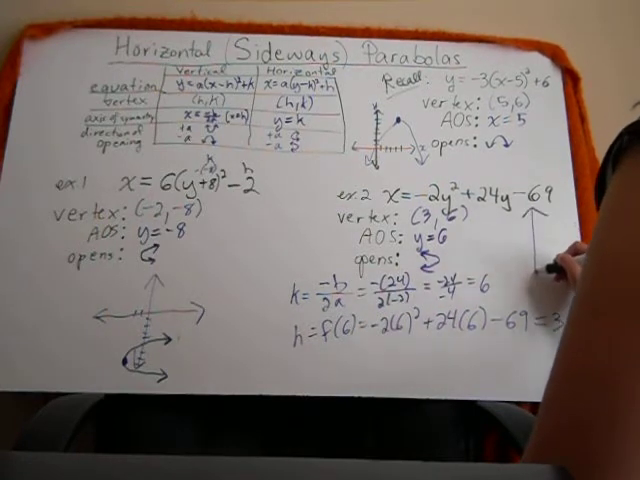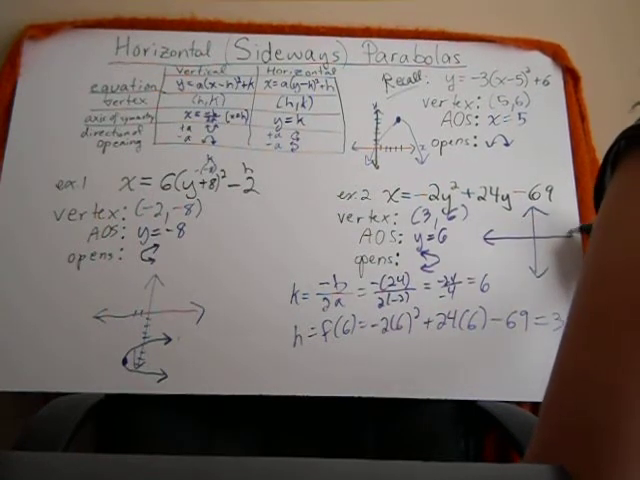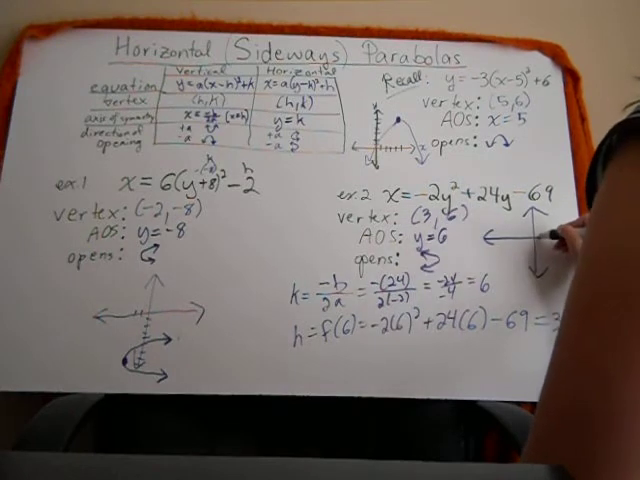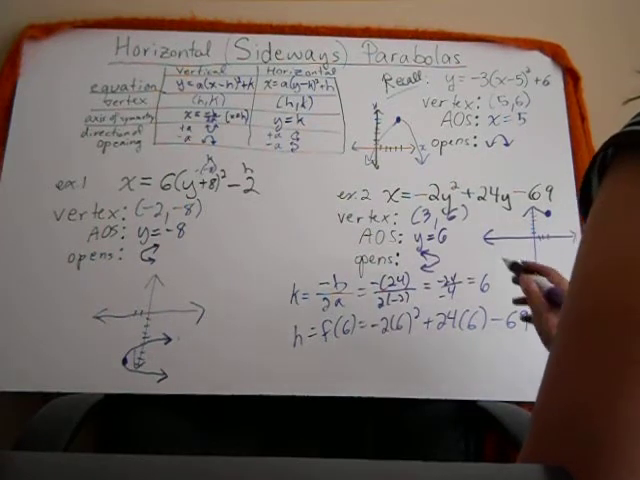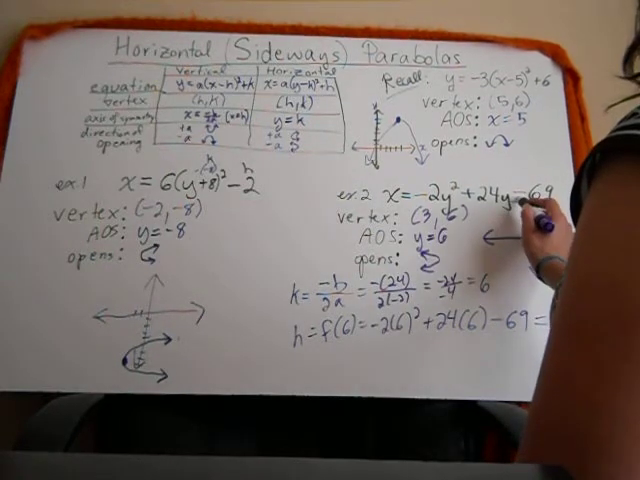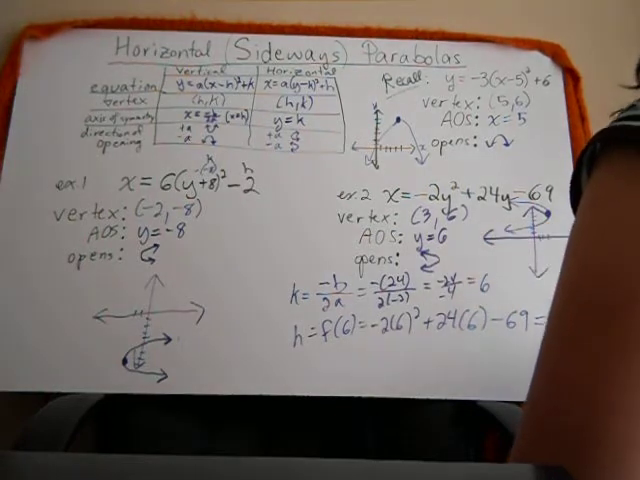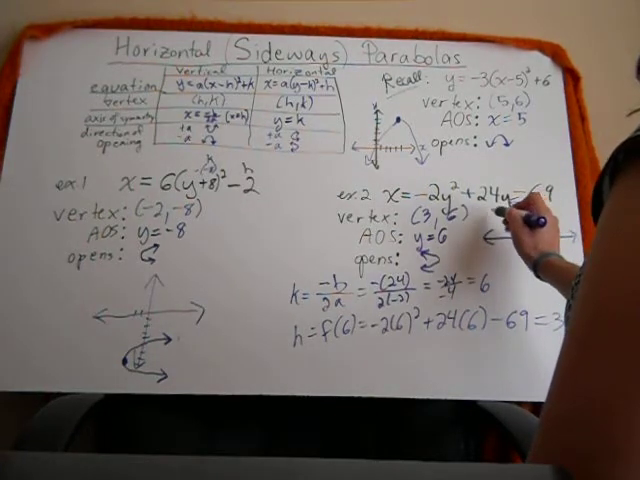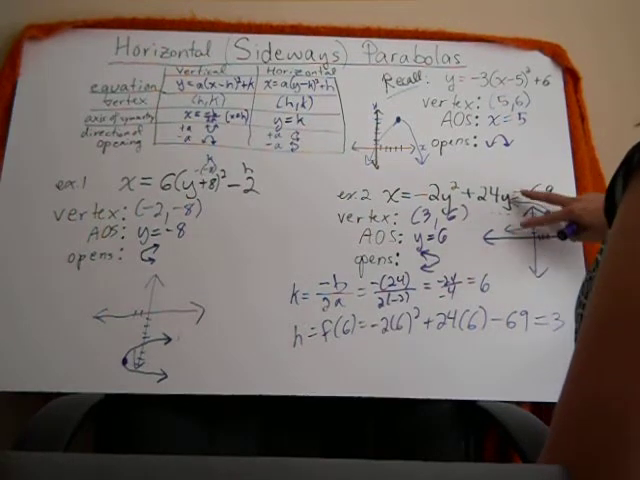So if I were to sketch this graph, my vertex would be at 3, 6. Somewhere up here, and it opens to the left. And the axis of symmetry, I forgot to go over that, is just that invisible line about which it's symmetrical.